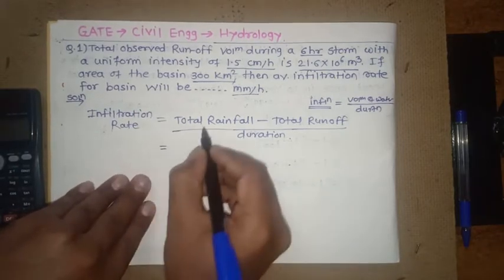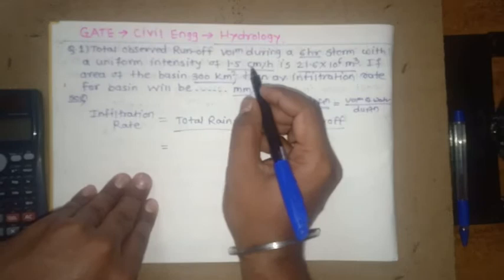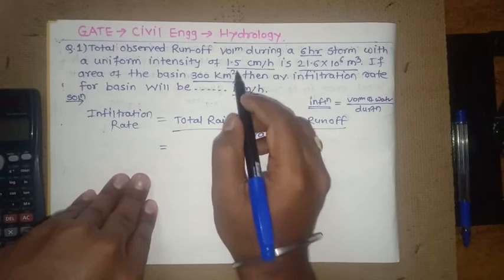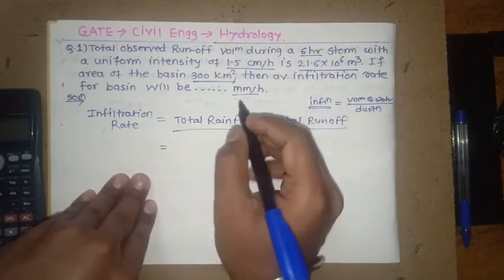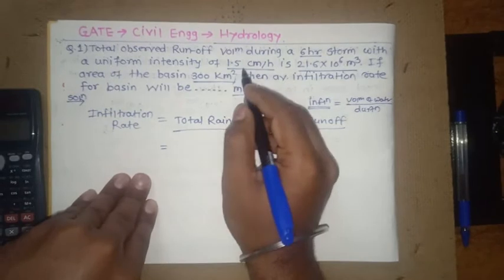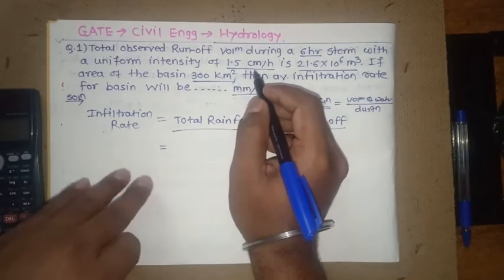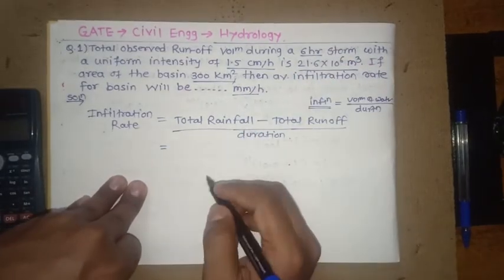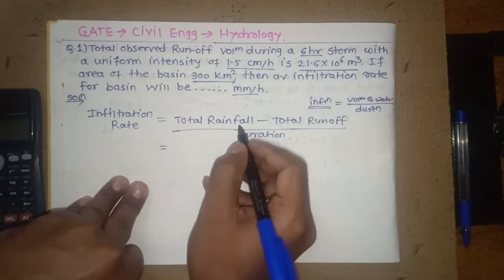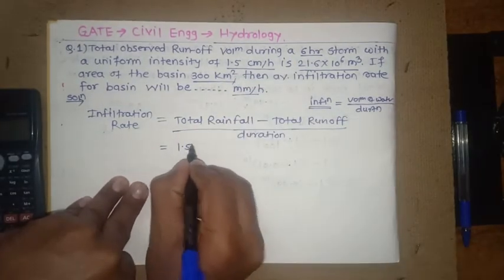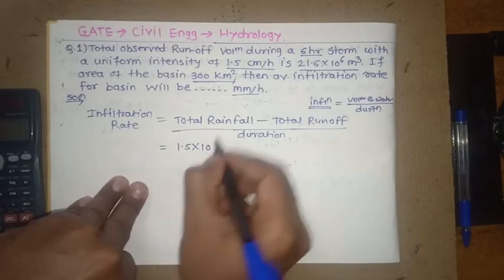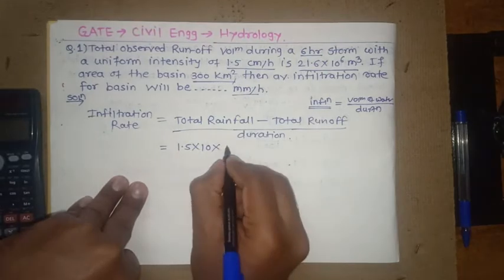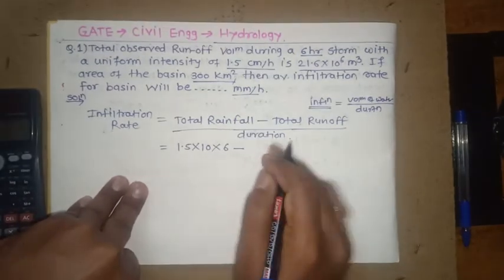Now how to calculate total rainfall? Here intensity is given, but we need to convert in millimeters. So 1.5 into 10, and how much time this rain is happening? It is for 6 hours. So from this we will get the total rainfall. Therefore total rainfall is nothing but intensity 1.5 into 10 for conversion of centimeter to mm, into duration 6 hours. So this is total rainfall minus total runoff.